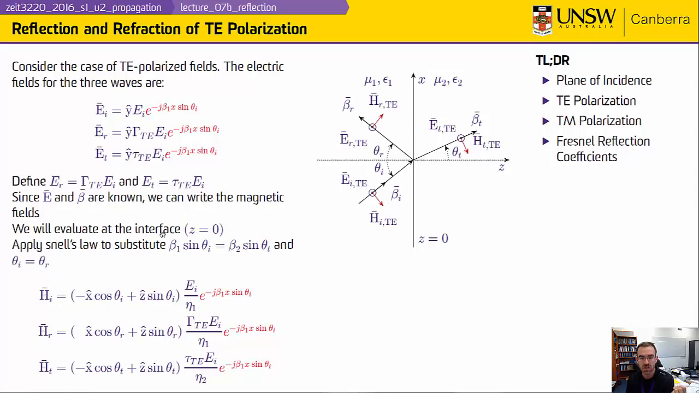Remember, Snell's law tells us that beta 1 sine theta incident equals beta 2 sine theta transmitted. And it also tells us that theta incident equals theta reflected. Right? So I've replaced all of these propagators by e to the minus j beta 1 x sine theta incident because they're all equal to each other.